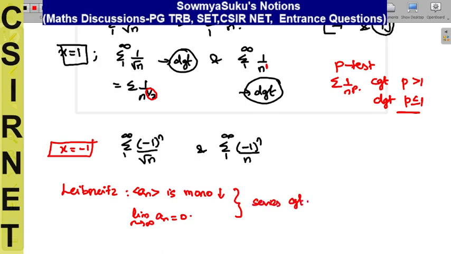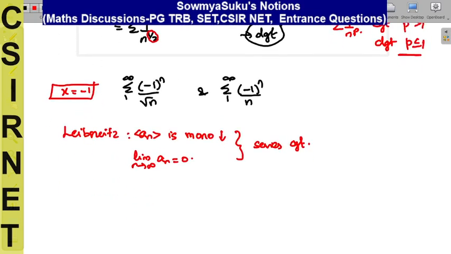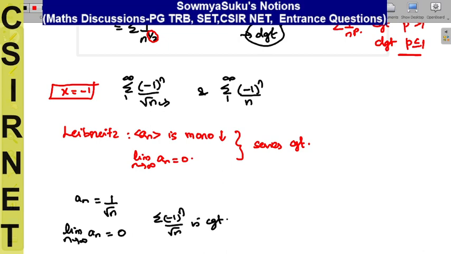This is the Leibniz test. First I am taking the sequence a_n equal to 1 divided by root n. The limit as n tends to infinity of a_n, which is 1 divided by root n, tends to 0. So the corresponding series minus 1 the whole power n divided by root n is convergent.